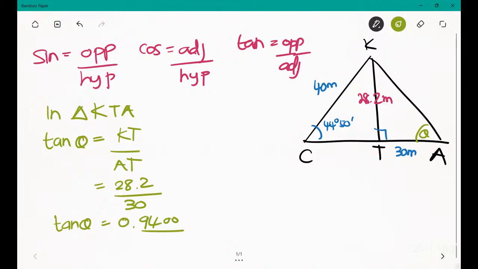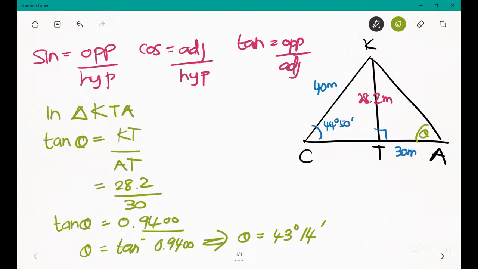degrees and minutes. And then you will get theta is equal to tan inverse 0.9400. Therefore, theta is equal to 43 degrees 14 minutes. So when you look into your tan logbook and go to the tan side, when you go to find this, this is your corresponding degrees and minutes.